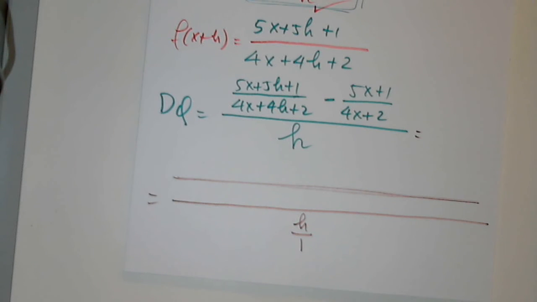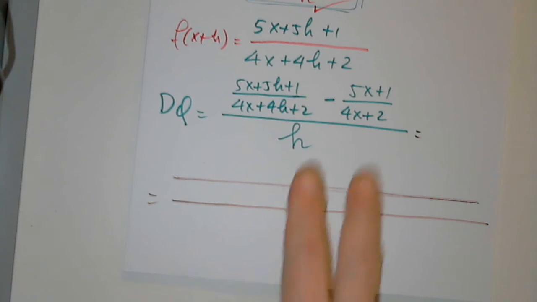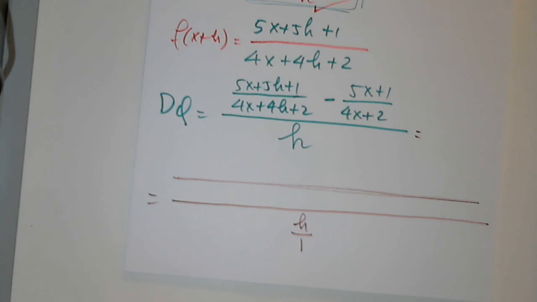What is the LCD of this subtraction? The least common denominator would be 4x. Wait. 4x plus 4h plus 2 minus 4x plus 2, multiplied by 4x. Okay, so we need to talk about that, so I'll come back.